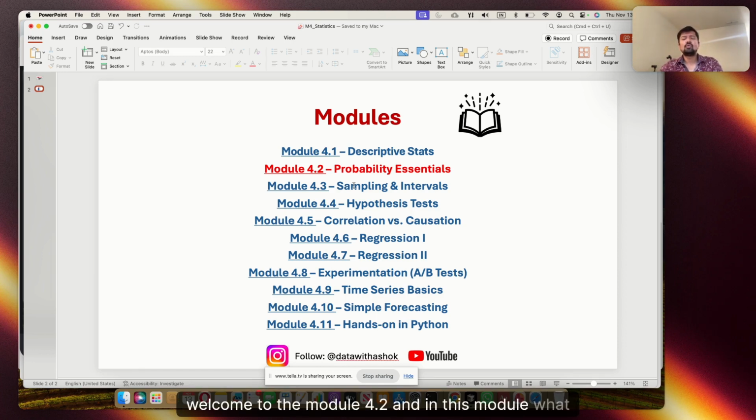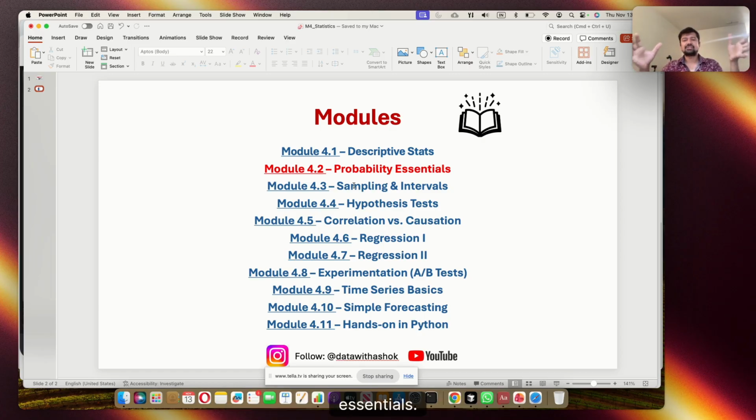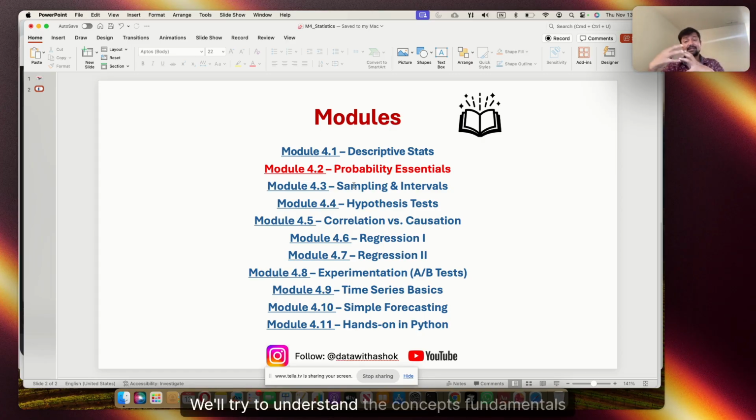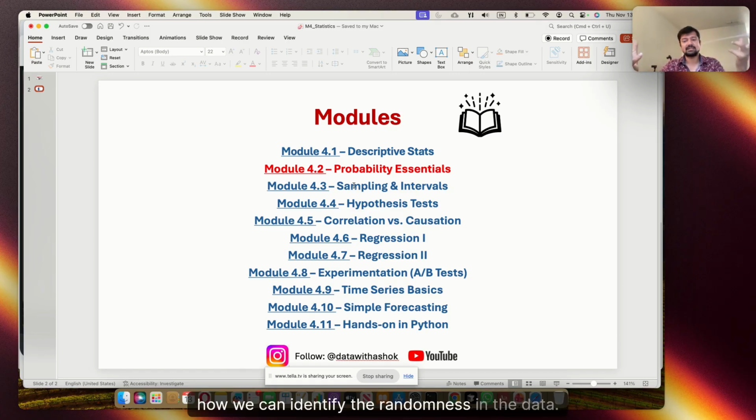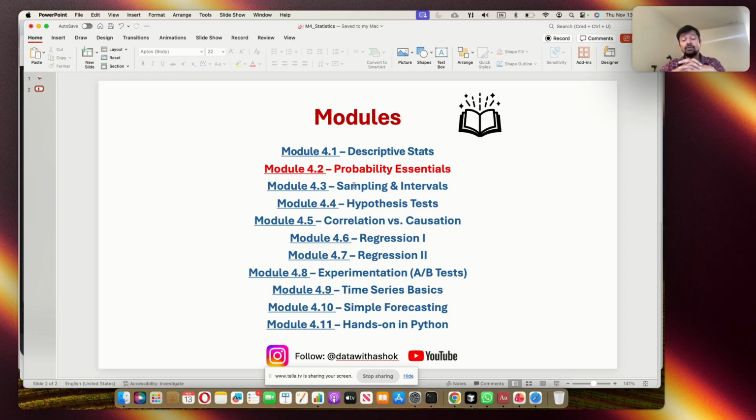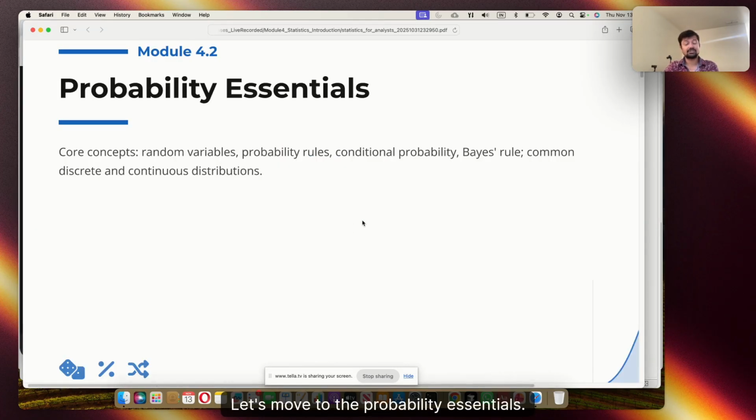In this module, what we are going to cover is the probability essentials. We'll try to understand the basics, the concepts and fundamentals associated with probabilities, how we can identify the uncertainty and the randomness in the data. Those fundamental concepts would be good enough for you to know and apply in any kind of analytics that you are doing. So, are you ready? Let's move to the probability essentials.